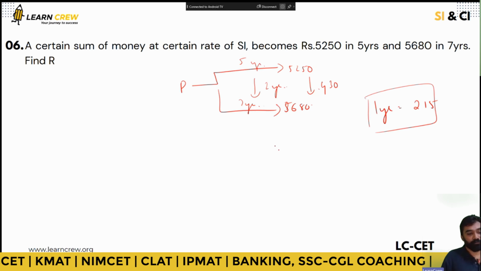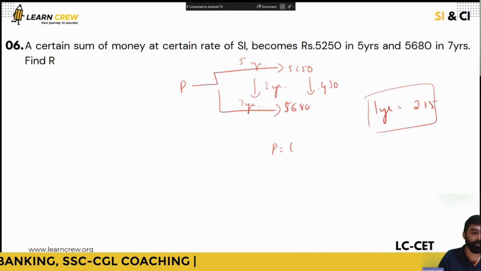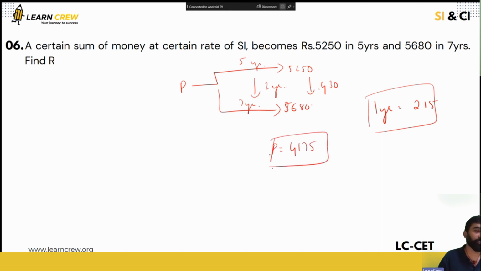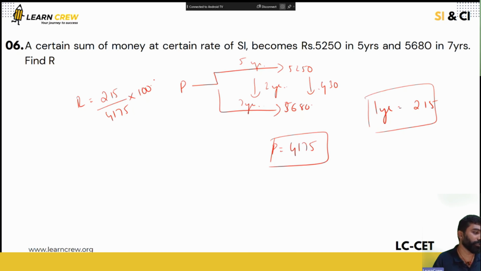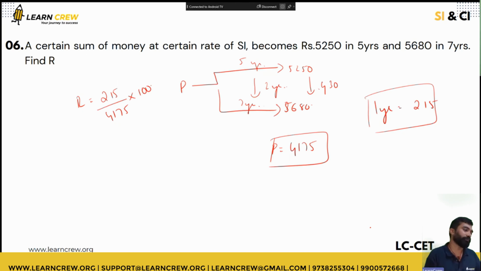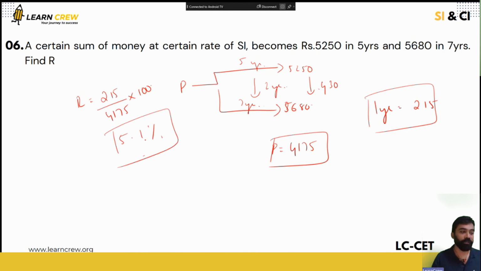If it is 215 for a single year, what is the principal? 4,175. Okay, that is the principal. If this is the principal, what is the rate of interest? 215 divided by 4,175 into 100. What is the answer? You will get a very different value, around 5.14 something. Around 5%, 5.1%. Okay.